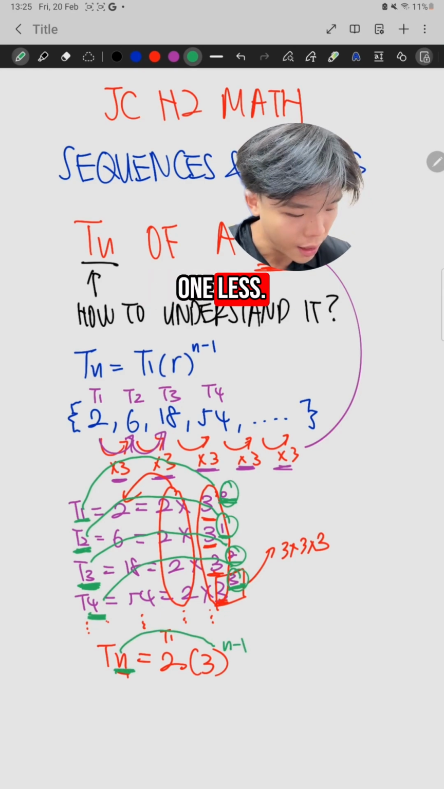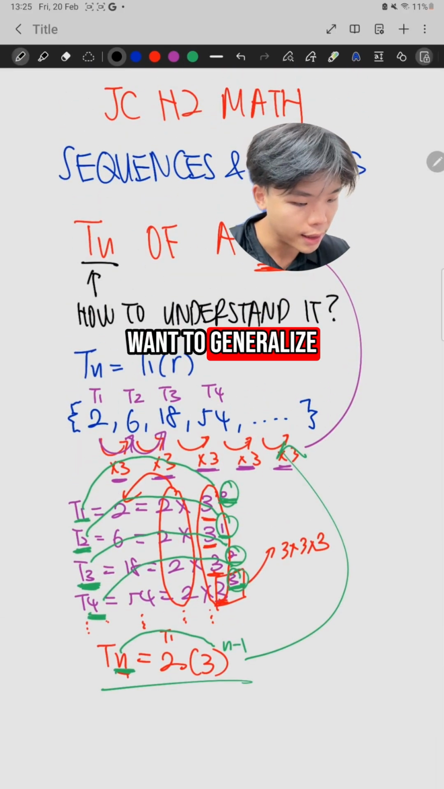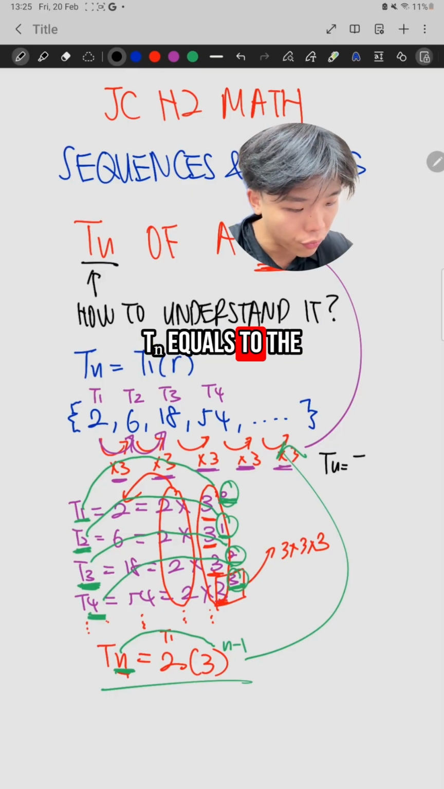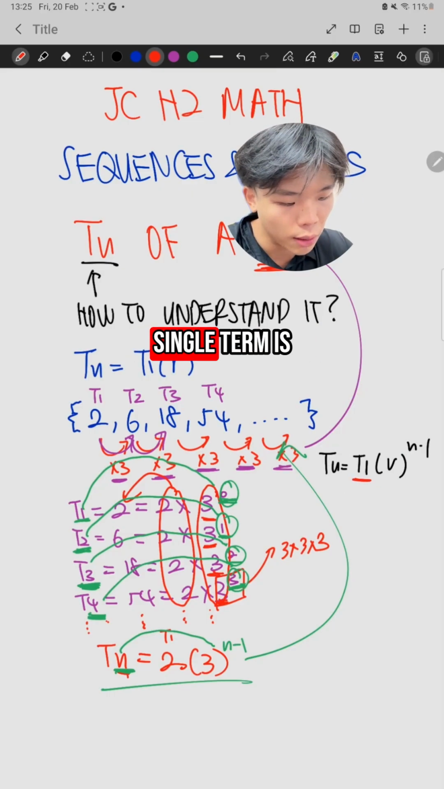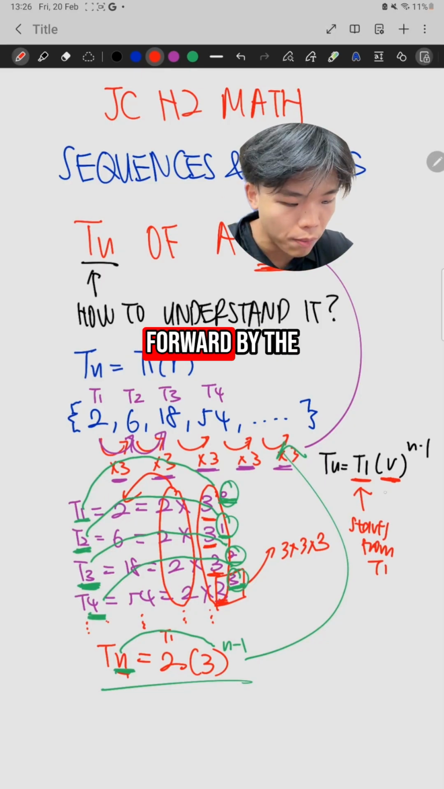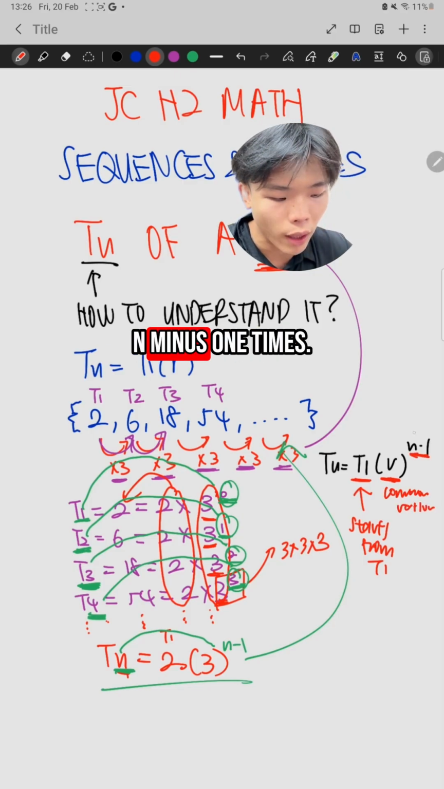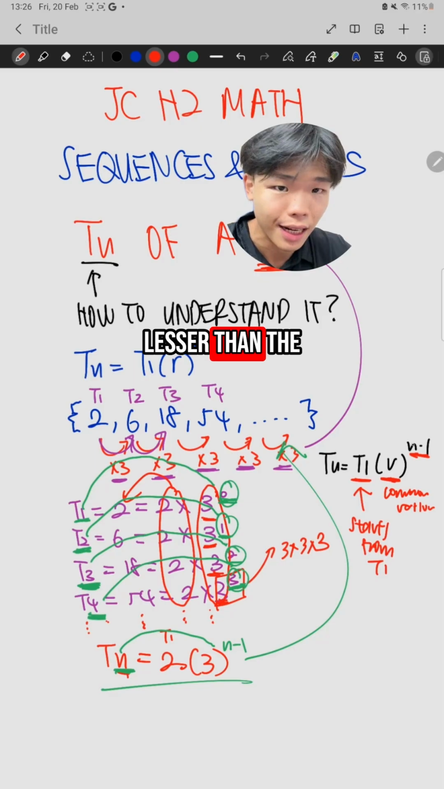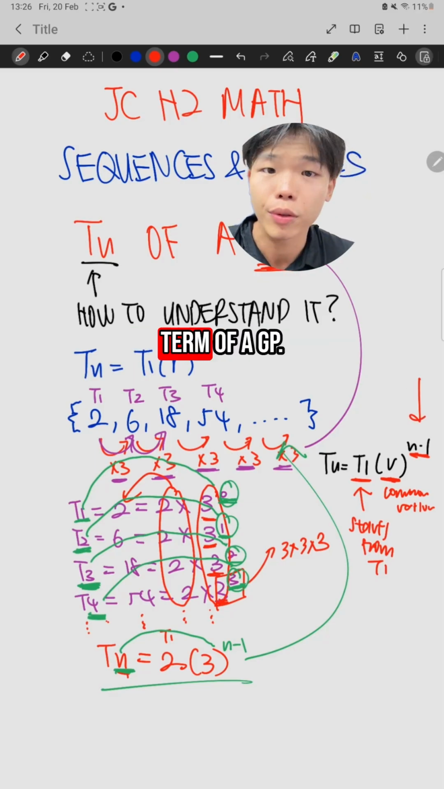It's always 1 less. And therefore, this is the general term of this GP. If we were to generalize it, you'll write it as Tn equals the first term times the constant ratio to the power of n minus 1, whereby every single term is dependent on T1. Every term starts from T1, and it multiplies forward by the common ratio how many times? N minus 1 times, 1 time less than the current index that it is on. And that is how we remember the general term of the GP.